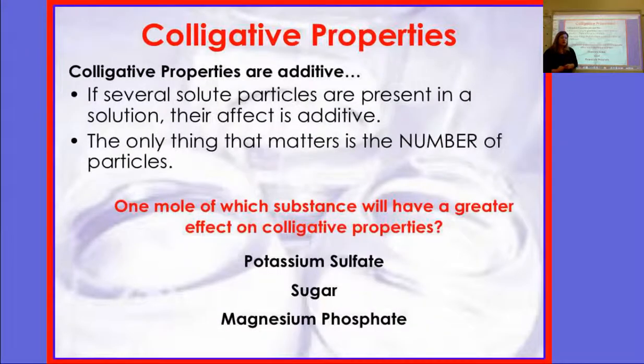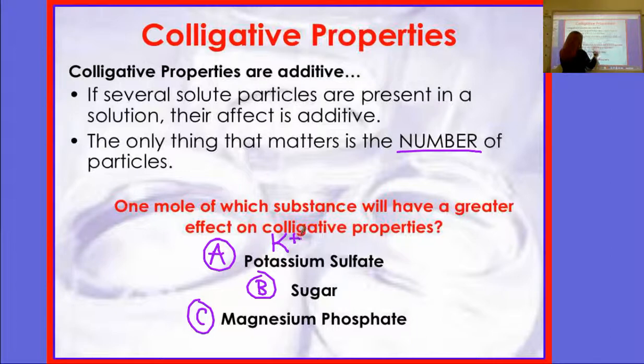So here's a sample quiz or test problem. Because colligative properties are additive, it doesn't matter what type of particle you have, it depends on how many particles you have. It depends on the number of particles. Which of these substances, A, potassium sulfate, B, sugar, or C, magnesium phosphate, would have a greater effect on these colligative properties? Which one would widen that graph the most?